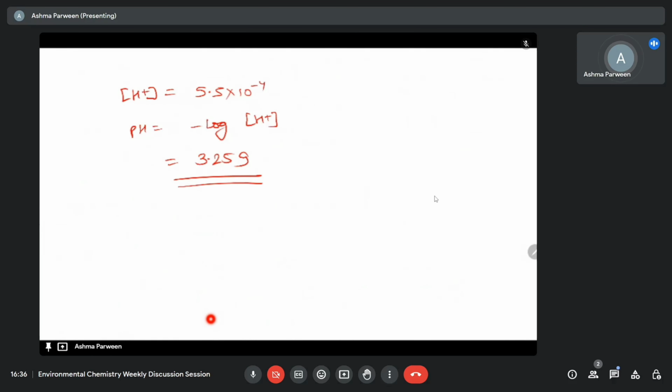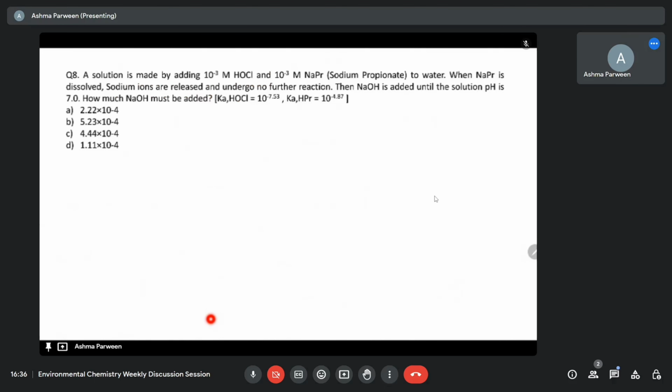So I hope this is clear. Let's move to the next question. The next question is: a solution is made by adding 10 raised to minus 3 molar of HOCl and 10 raised to minus 3 molar of NaPr, that is sodium propionate, to water.